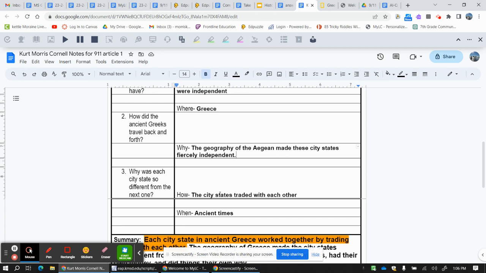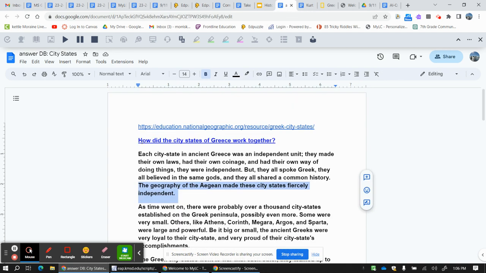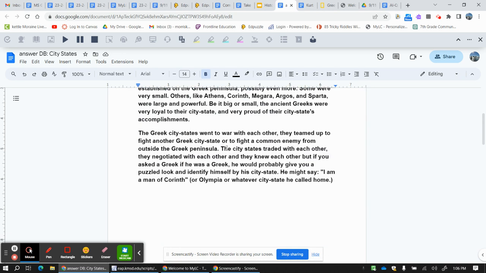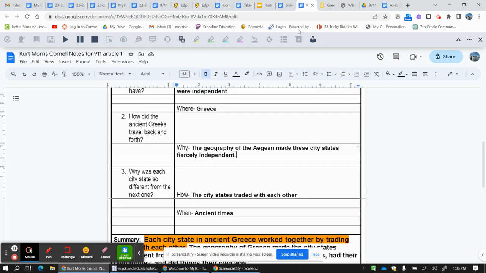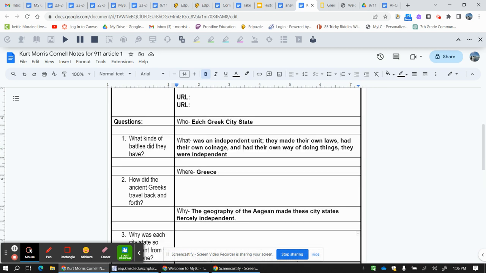And then finally, how? We're answering the question. The question is, how did the city-states of Greece work together? And that question is answered down here, right? This big chunk. So I'm going to grab that, and I only put a little bit. I put the city-states traded with each other. Okay, so I have this figured out.